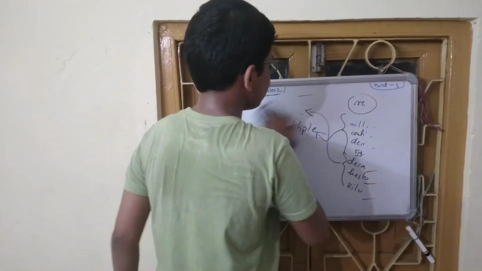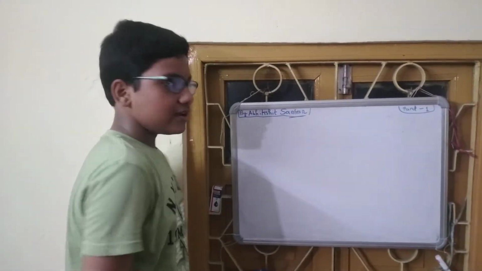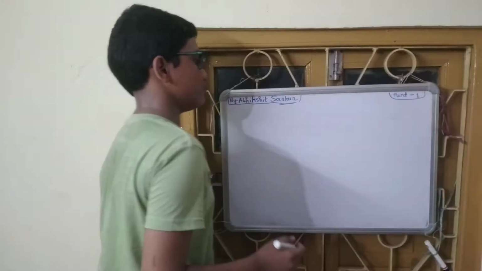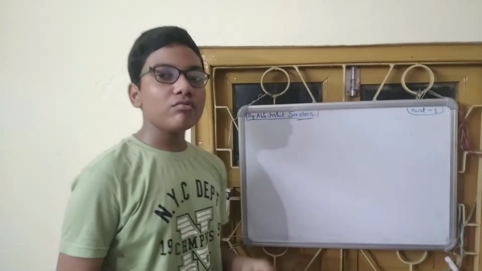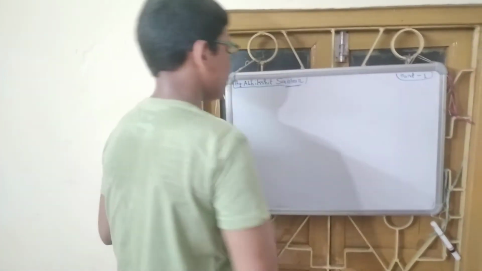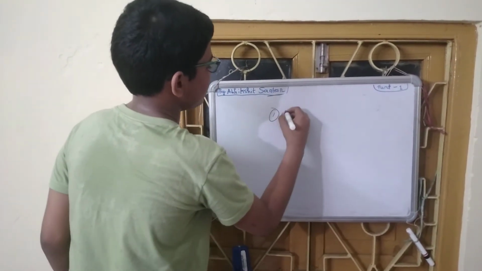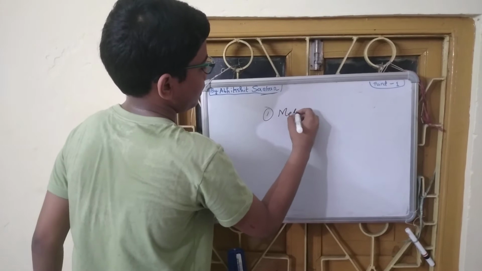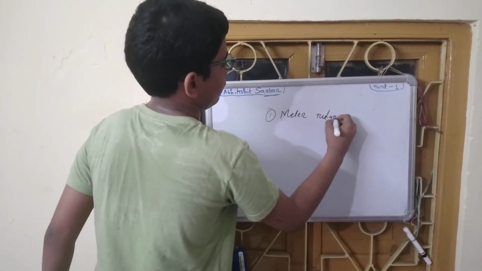Now, the instruments that we need to measure an object, we are going to learn about these instruments. Here I am writing the names of three instruments, but two instruments are commonly used. I am telling you that the first one is meter ruler or scale.